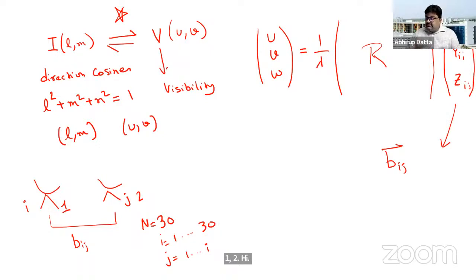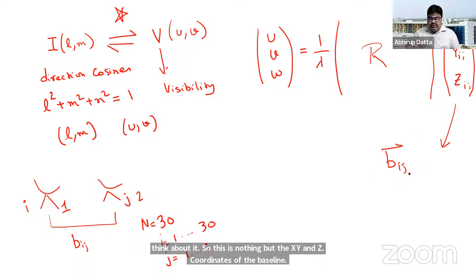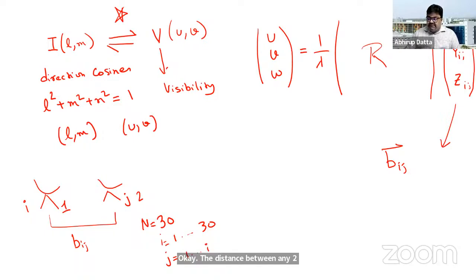Anyway, think about it. So this is nothing but the X, Y, and Z coordinates of the baseline, the distance between any two antennas. That's why the I and J pair. And this R. So the R matrix we will write now.